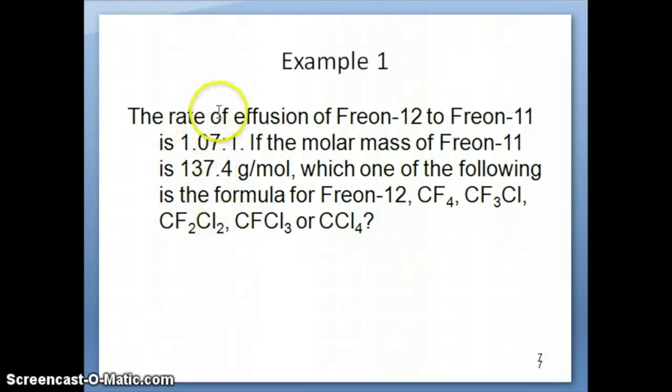It says here that you have rate of diffusion of two gases. In this case, they're called Freon 12 and Freon 11. The ratio in this case is 1.07 to 1. That's the rate of 12 to 11. And then it tells you that if the molar mass of Freon 11 happens to be this number, which of the following formulas can be for Freon 12? You first have to get the molar mass of Freon 12 and then you try to match it to one of these formulas right here.